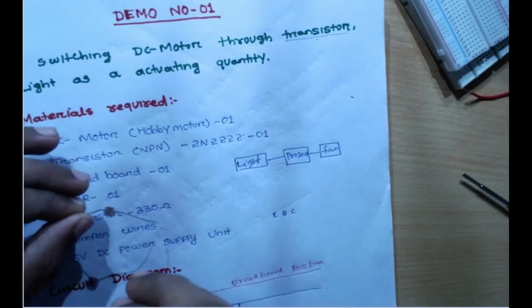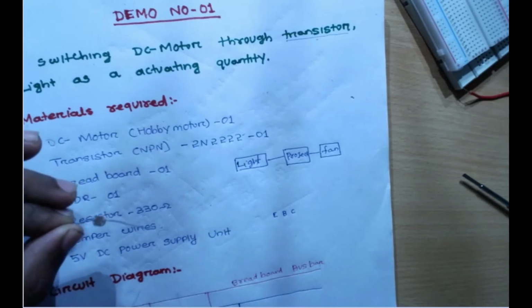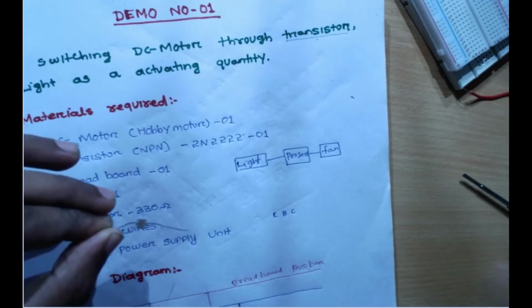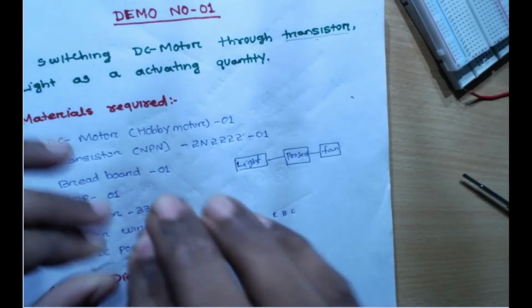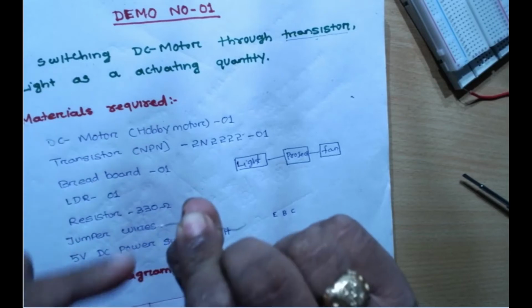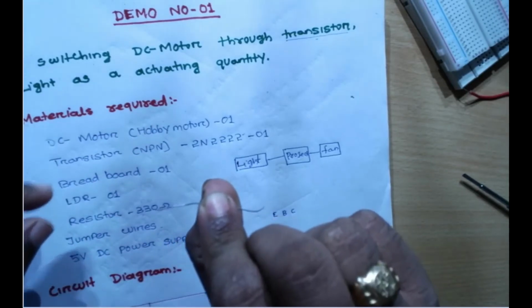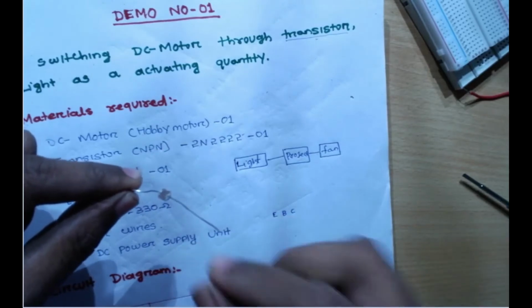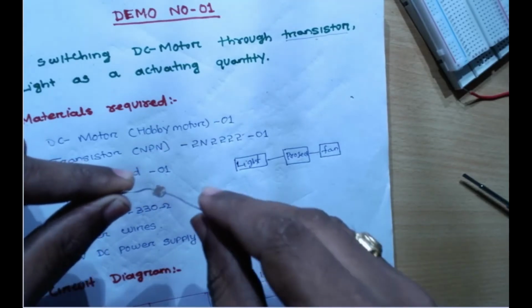If more light falls, its resistance will decrease more. Suppose it is dark right now. I am holding my finger on top of it. Now there is less light falling on it, which means the resistance will be more. When I remove my finger, it collects the light, and now the resistance will be less.